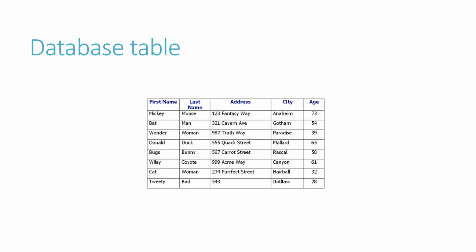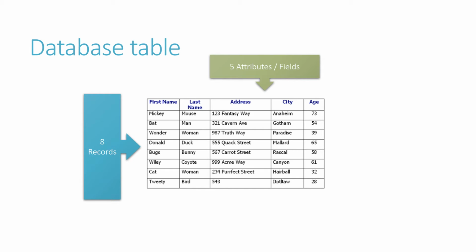Here's an example, a database table storing records. How many attributes or fields are there here? There are 5 attributes because there are 5 columns to the table, and the blue text at the top of the column tells you the names of the different attributes. And there are 8 records, so 8 different individual, they're cartoon characters, aren't they? 8 individual characters are shown in this table.